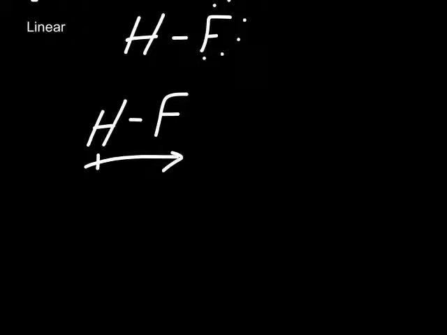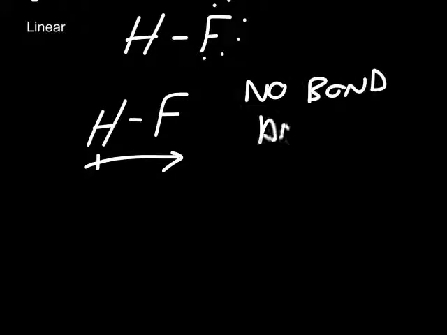There are no bond angles if there's only two atoms. No bond angles, but it is still considered linear in that case. So you should have that idea down.